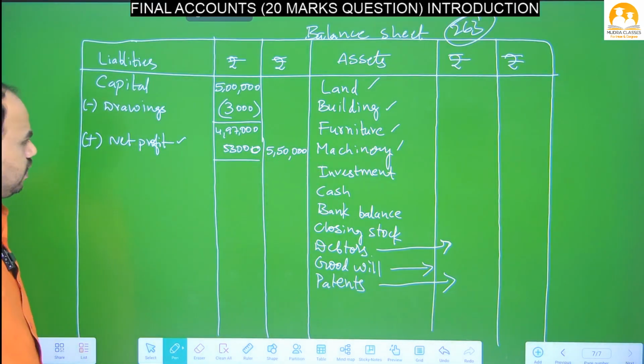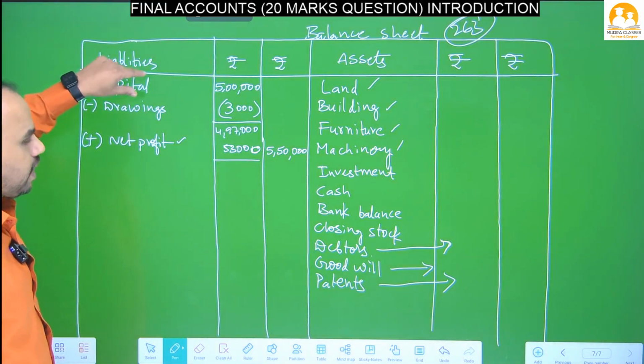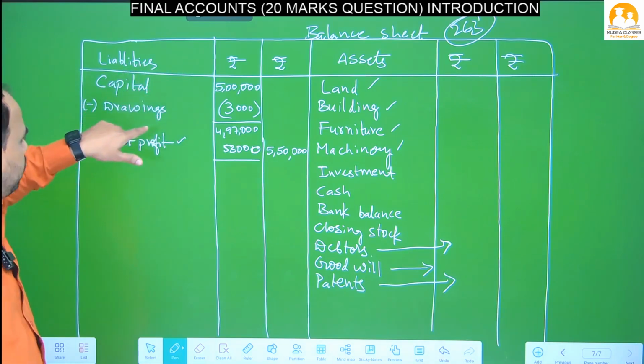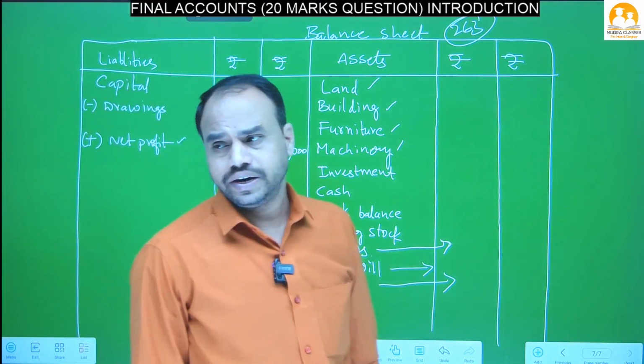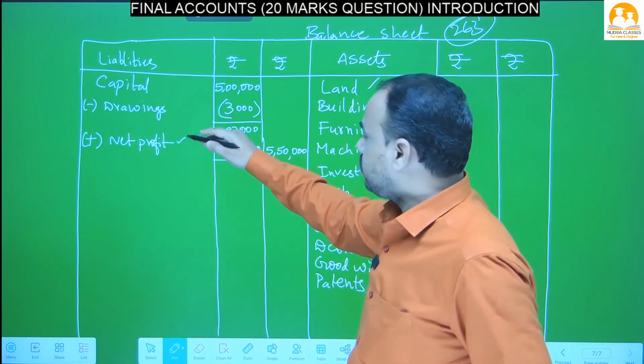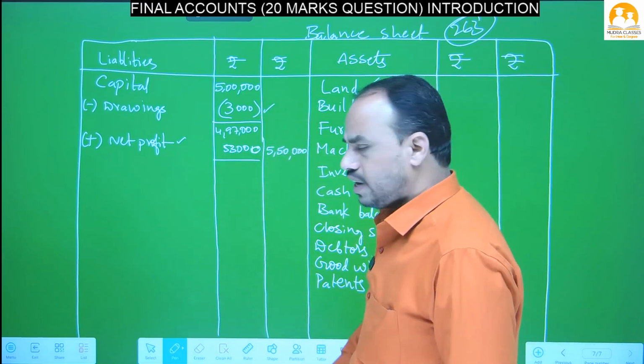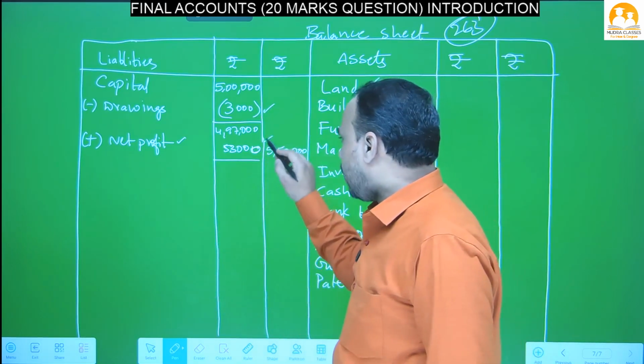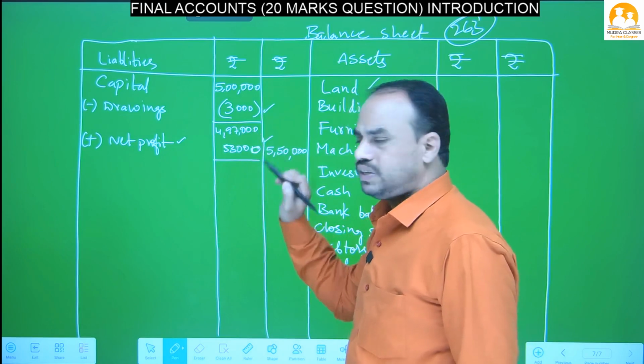Okay, simple, nana. Remember, capital means the owner's invested amount. Drawings means whatever the owner withdrew from the business for personal expenses, that we have to deduct. If you got net profit, you have to add. If you got net loss, you have to deduct it from this amount.